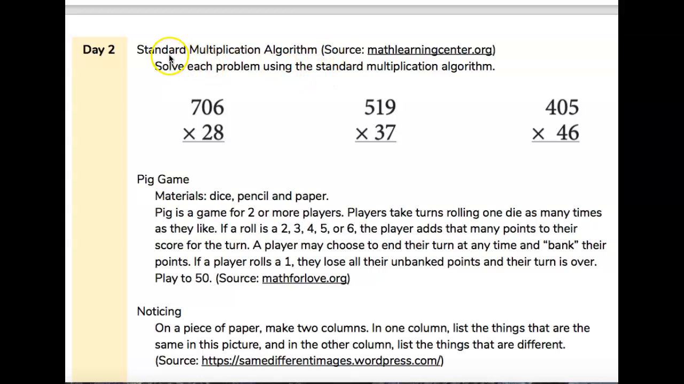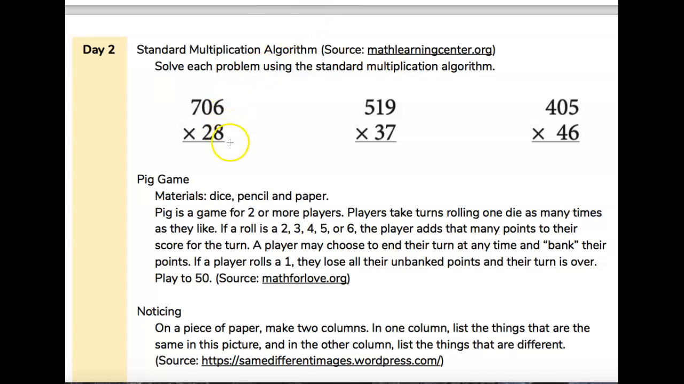All right, so yesterday we talked about what a standard algorithm or multiplication algorithm is. And remember, a standard algorithm is when it's set up like this. Okay, rather than say the lattice or an array, this is called the standard multiplication algorithm. All right, so I'm going to do one, and then you will do the other two.